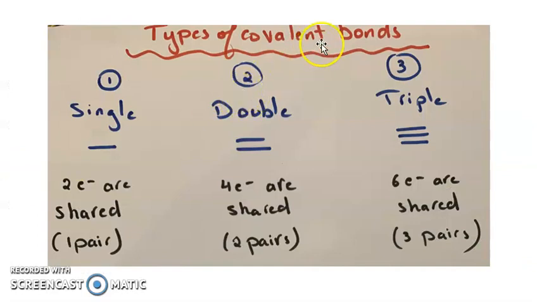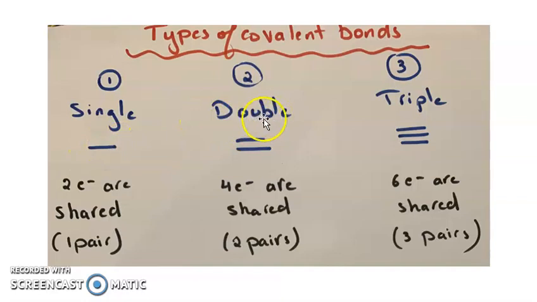Types of covalent bonding, I think you already know these from previous years. First one is single, double, and triple. In single covalent bonds, you have sharing of how many electrons? 2. 1, 2. 2 electrons are shared. So this is called one pair of electrons. Every pair is equal to 2 electrons.